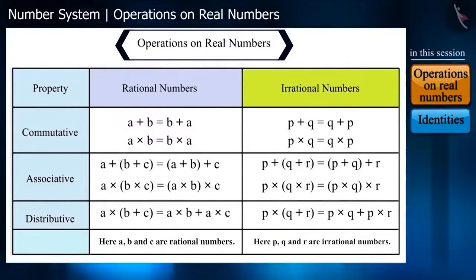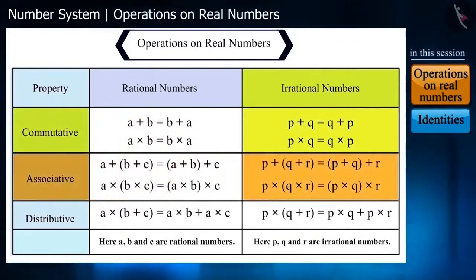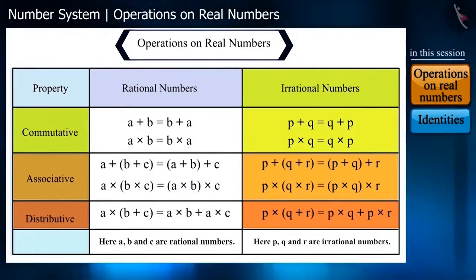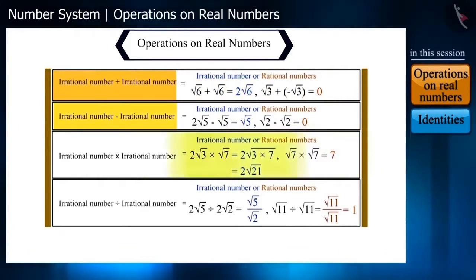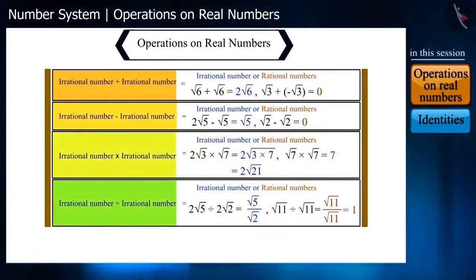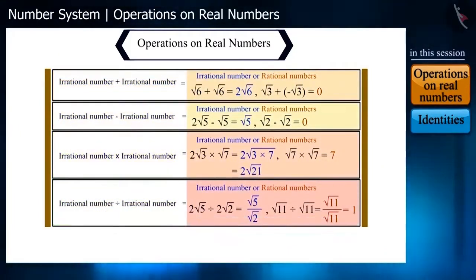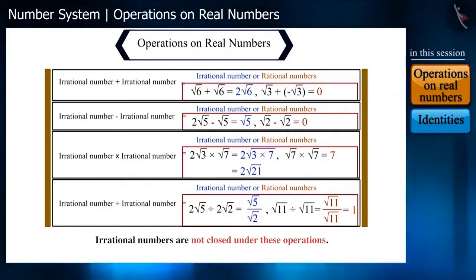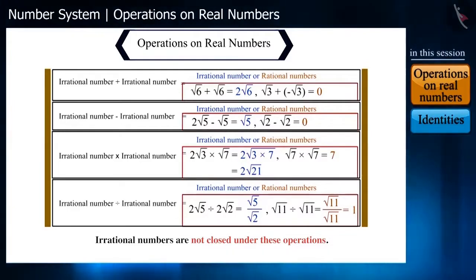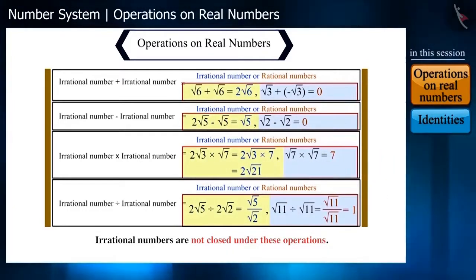Irrational numbers also follow the commutative, associative and distributive rules of addition and multiplication. But on adding, subtracting, multiplying and dividing irrational numbers, the number so obtained is not always an irrational number. That means irrational numbers are not closed under these operations. Friends, you can easily understand the same by looking at these examples. Here, we are getting both rational and irrational numbers.